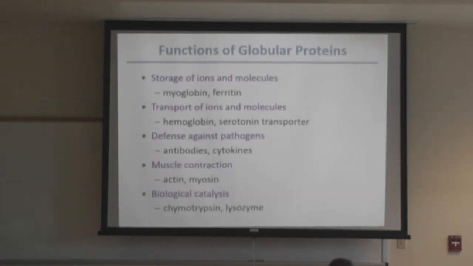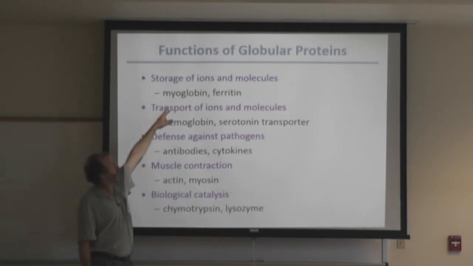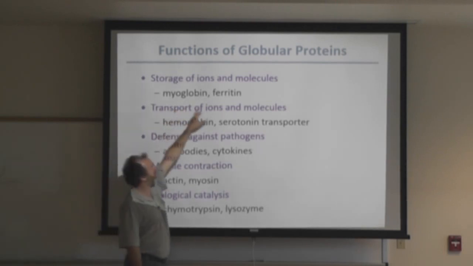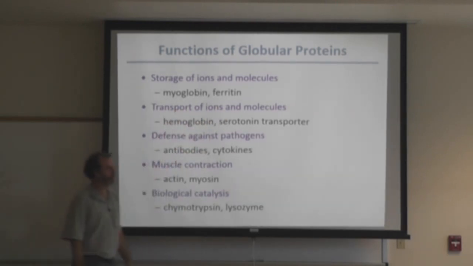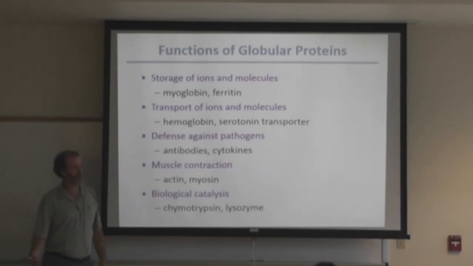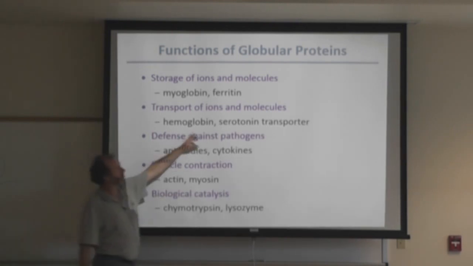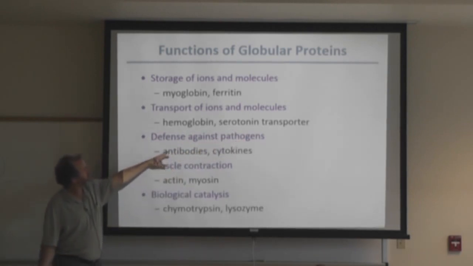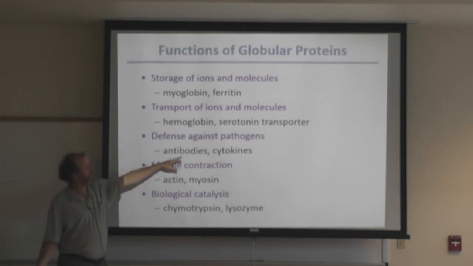So functions of globular proteins, there are many. Storage of ions and molecules, that's myoglobin. What does that store? Yeah, it stores oxygen. Ferritin stores iron. Transport of ions or molecules: hemoglobin transports oxygen and CO2, right. The serotonin transporter is another example. These are all globular proteins. Defense against pathogens, so antibodies.